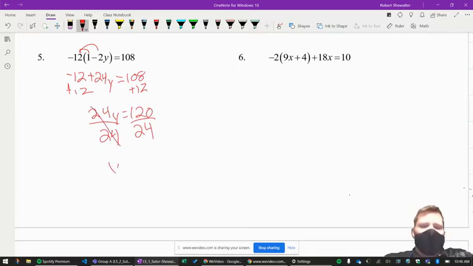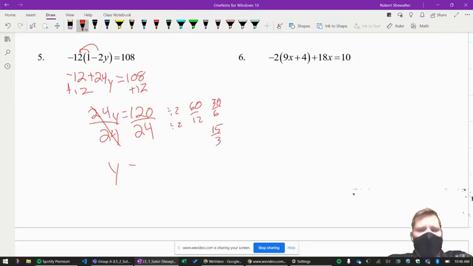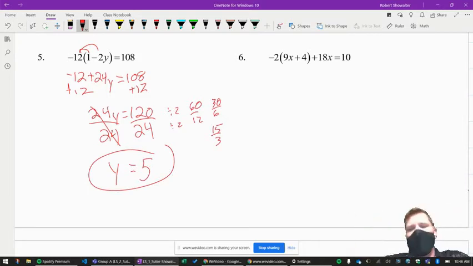so let's just reduce that. I'm going to start by dividing by 2. That gives us 60 over 12. Another divide by 2 will give us 30 over 6. Another divide by 2 would be 15 over 3. 15 over 3 is 5. Bam! Here we go.